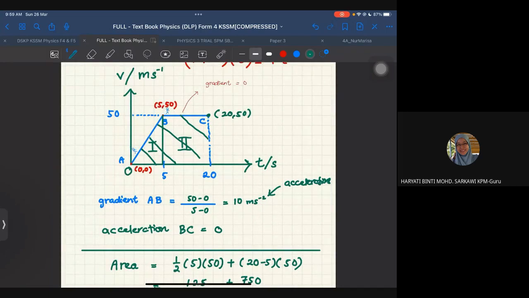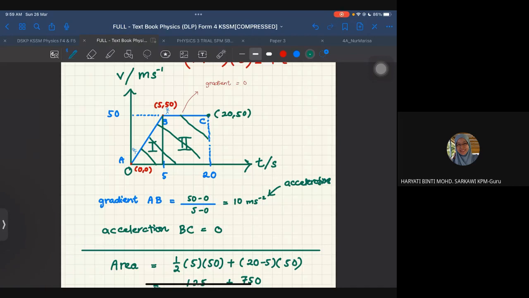So now, if you want to determine what the gradient of the graph represents, you just play with the unit. Just play with the unit. Okay, gradient you divide, area you multiply. So as time goes by, you will be able to memorize the physical quantity and the unit of the physical quantity.